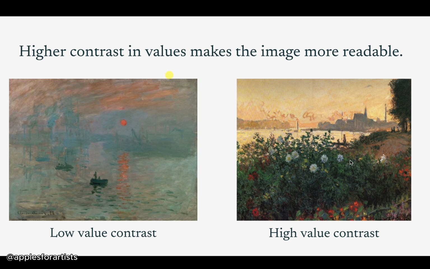However, on the right painting, it's a lot easier to distinguish what's going on. We have a bed of flowers, we have a hill, we have some buildings because of this high value contrast. The front of the illustration is much darker while the back is much lighter in value, and thus the image is a lot more readable to us as the viewer.